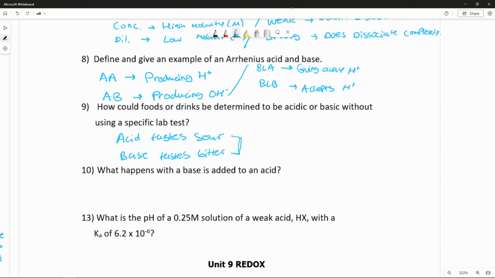Although in a lab setting this is highly not recommended, it's terrible practice in a lab. For our purposes, if you're not wanting to use a specific lab test, you can taste the solution. Once again, not recommended, but an acid will taste sour and a base will taste bitter.